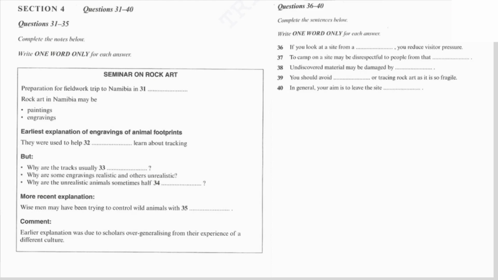Now, there were two more problems. Why are some of the engravings of animals very accurate, as you'd expect, all clearly identifiable, and others quite unrealistic? And another mystery. Some of these unrealistic animals, that's in the engravings, seem to be half human. Some, for example, have got human faces. Many researchers now think that these were pictures the wise men engraved of themselves. They believed they could use magic to control the animals they had drawn, so the hunters could then catch them for food.